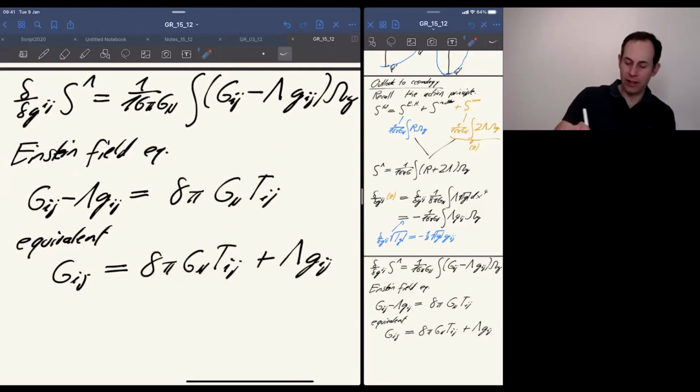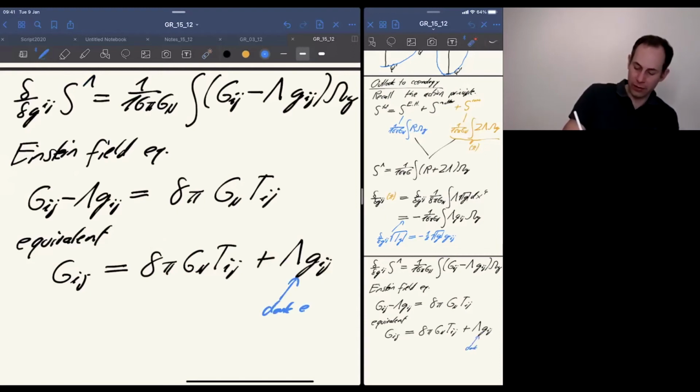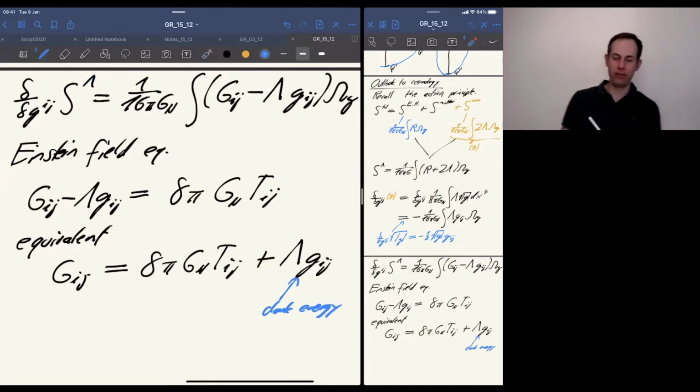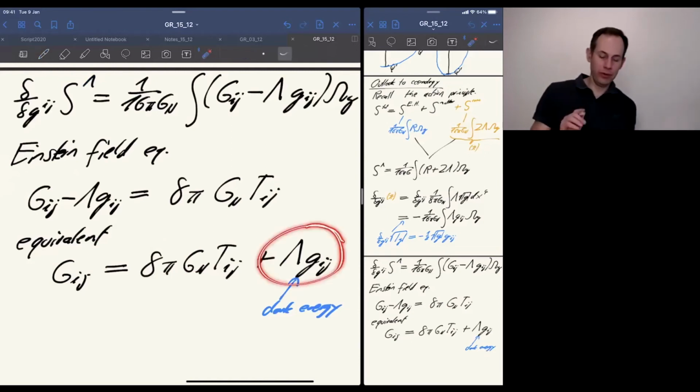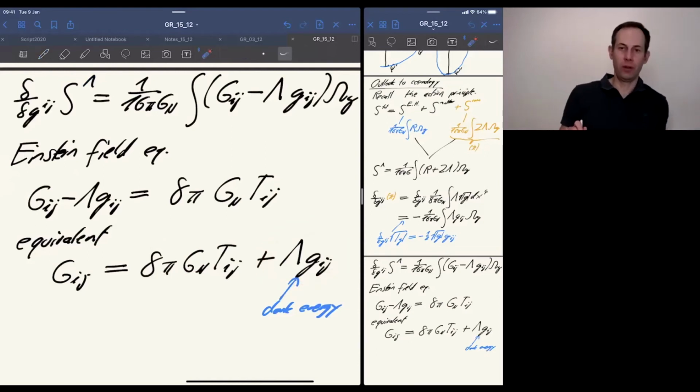And now we have this additional term. So what's this additional term? We don't know. And that's why we call this term here dark energy. So that's what it means in GR to talk about dark energy. It's the term that comes from putting in a positive cosmological constant.